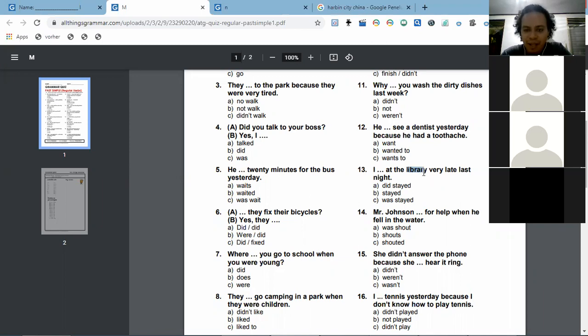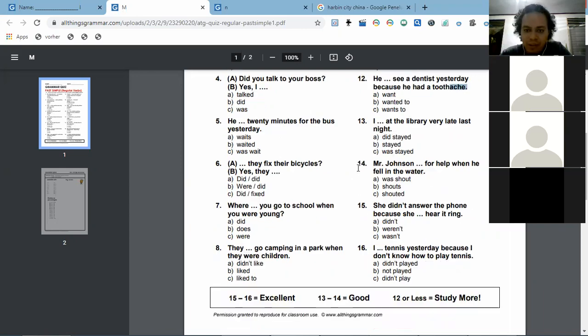Oh, we have new words here. Does anyone know what is toothache? Sakit gigi. Yes, very good. I think we've discussed this when we met the words headache, stomach ache, toothache. If you see the ending of the word has ache, it means that you're in pain. Great. Okay, we have three more numbers.